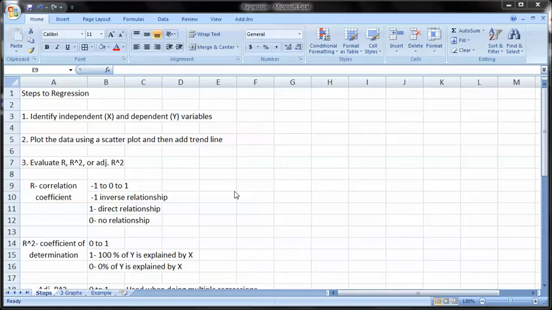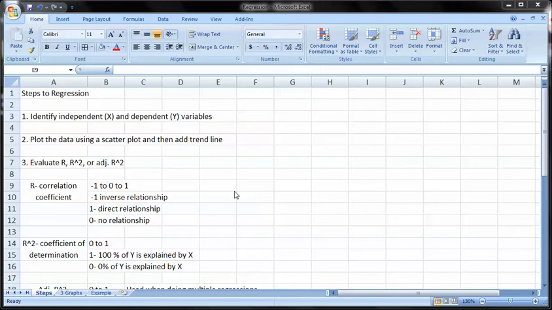Step number 2, plot the data using a scatter plot and then add a trend line. This is done for two reasons. One, by plotting the data, you get an idea of how good your relationship or your regression line is actually going to be, and preferably it gives you an idea of what type of relationship or type of regression you're going to be using. For example, instead of a linear, you could be using a polynomial, an exponential, or any number of regressions.